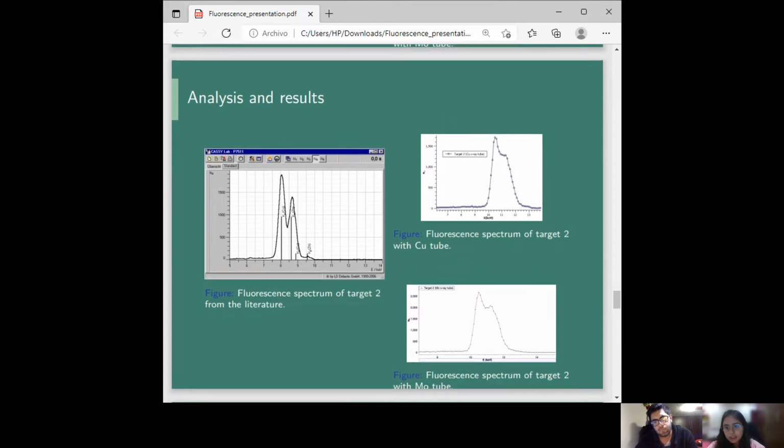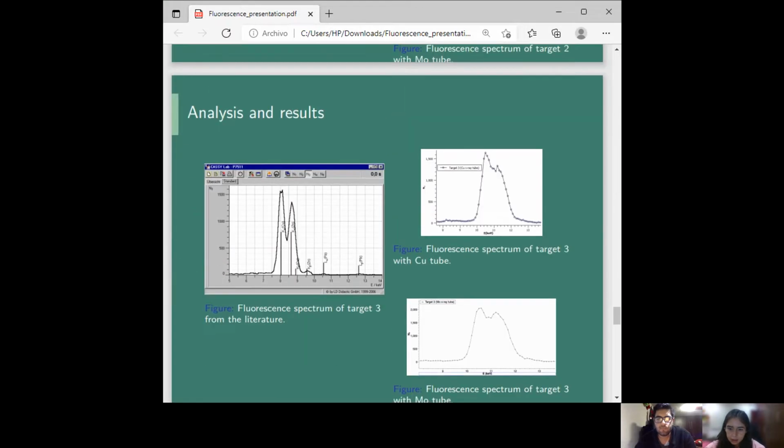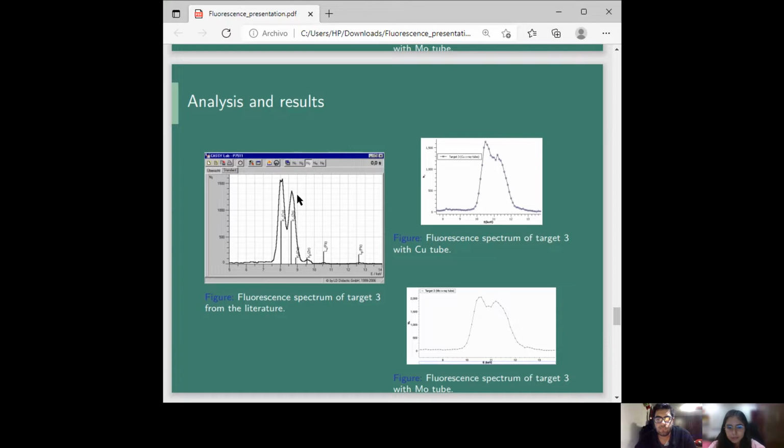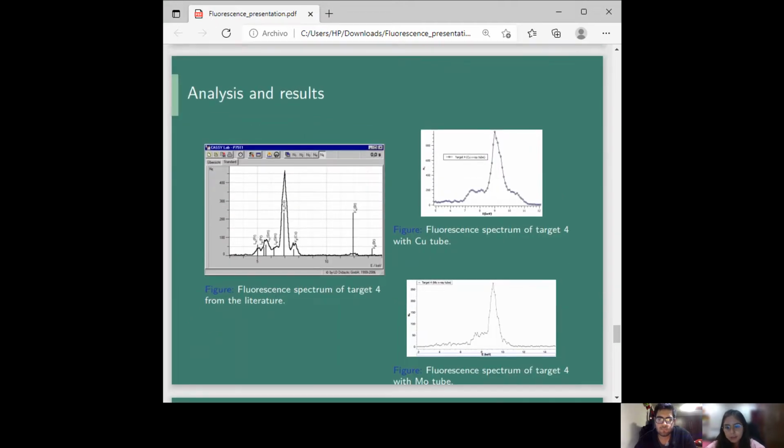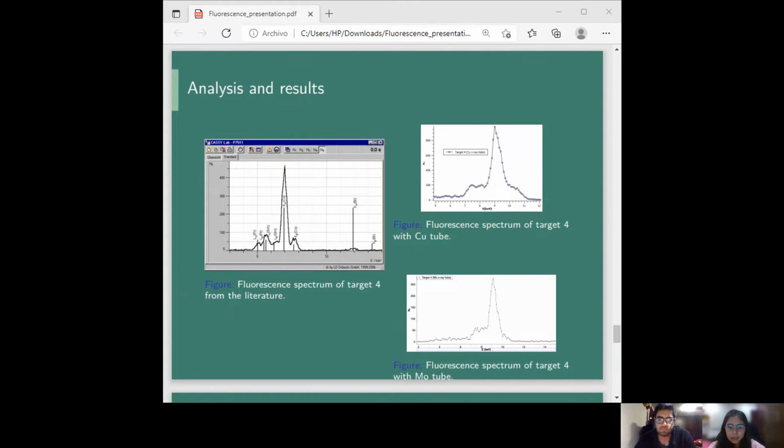For target 2, we can see a similar relation. We observe that our spectrum graphs are similar to the one given by the literature, but they are also slightly different in energies. For the third target, we observe the same behavior. We can observe that we have similar peaks. However, the highest peak that the literature gives us is around 8 kiloelectronvolts, while our highest peak is around 11 kiloelectronvolts. And finally, for the fourth target, we observe again the same relation.